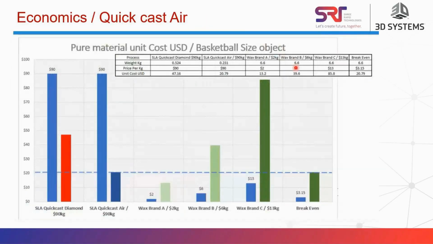So this is some of the cost calculation done by 3D Systems. They have printed the basketball in a QuickCast diamond structure, and they have mentioned the part weight is roughly around half a kg, and the metal cost is something around $98. The cost is around 47 USD for one basketball. The same part in QuickCast.